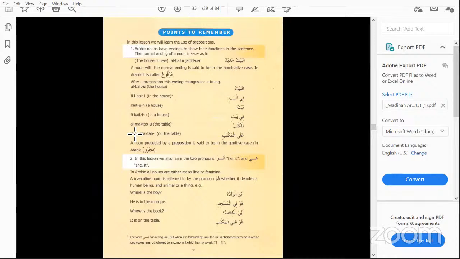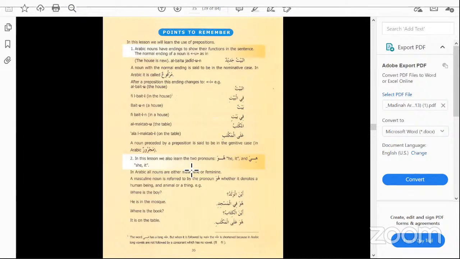Okay. In this lesson, we will learn the use of prepositions. Arabic nouns have endings to show their functions in the sentence. The normal ending of a noun is u, as in the house is new, al-baytu jadidun. A noun with a normal ending is said to be in the nominative case. In Arabic, it is called marfu'un. After a preposition, this ending changes to i. Example, al-baytu, the house. Fil bayti, in the house. Baytun, a house. Fi baytin, in a house. Al-maktabu, the table. Alal maktabi, on the table. A noun preceded by a preposition is said to be in the genitive case, in Arabic, majrurun.